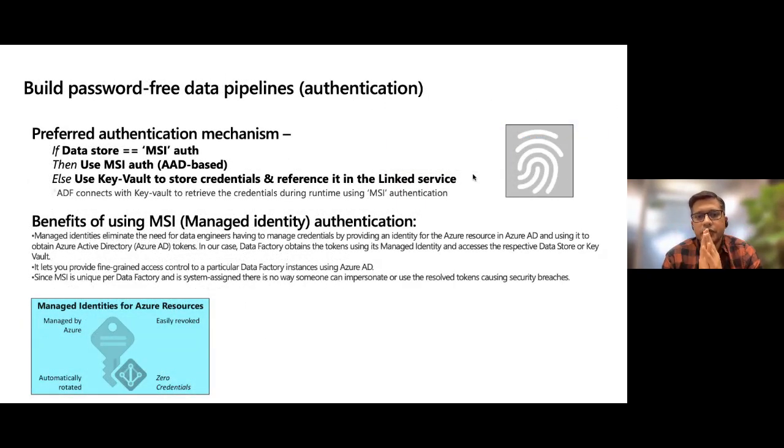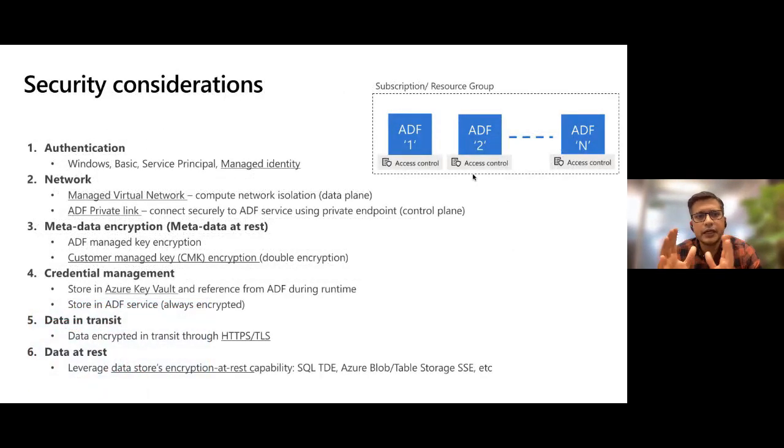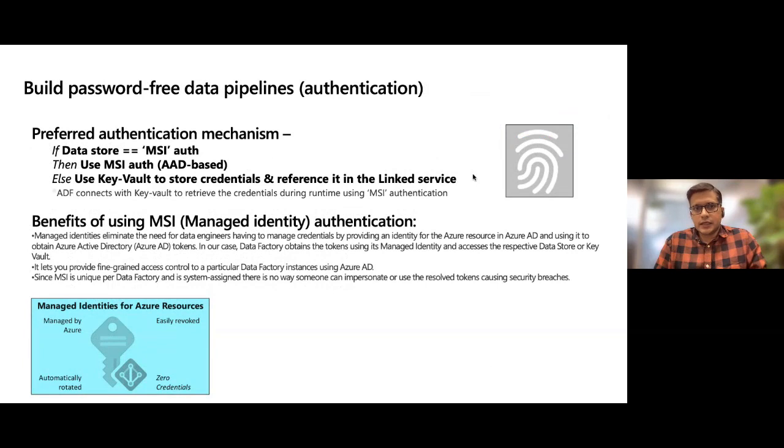Now, we'll talk about a very interesting topic, which is building password-free data pipelines. That's something you can achieve with MSI authentication. In the previous slide, we talked about different authentication types that ADF supports while connecting to different data stores, like Windows auth, basic auth, service principal auth, and managed identity auth. We will dig deeper into the managed identity auth, which is very specific to Azure Active Directory, and especially when you're building native pipelines on Azure, this comes very handy.